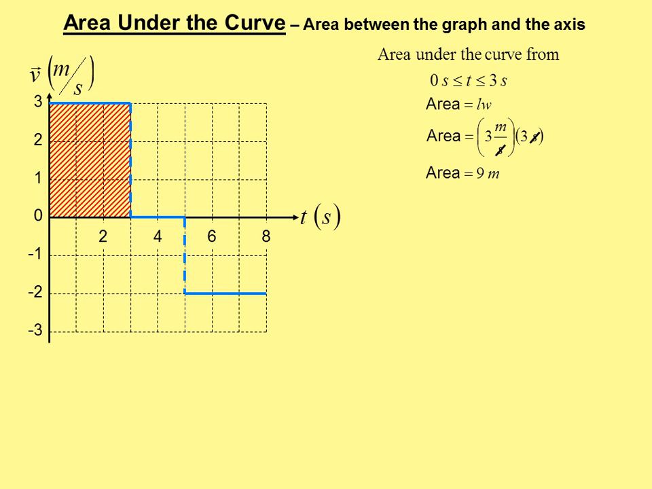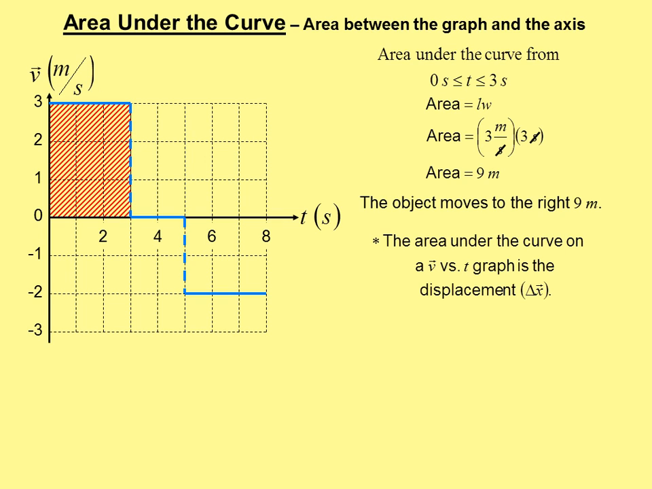Well, what does that tell you about the motion of the object? It tells you that the object moved to the right 9 meters. What do you call that? How far something moves and its direction? Well, that is, of course, displacement. So we can see here that the area under the curve of a velocity versus time graph is the displacement, the change in position of the object. Now, this is only, again, for velocity time graphs. If this was a graph of position versus time, the area under the curve doesn't really have a physical meaning. But on a velocity time graph, the area under the curve is always the displacement.